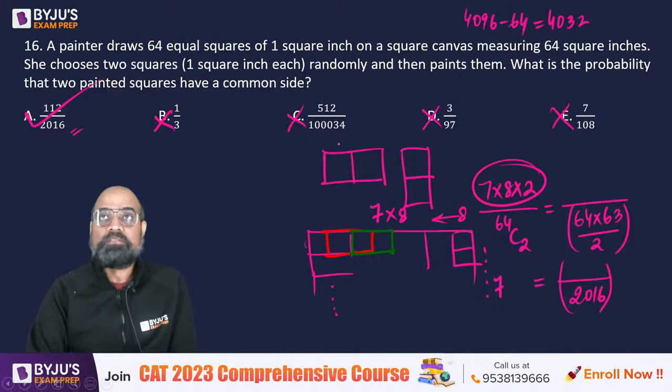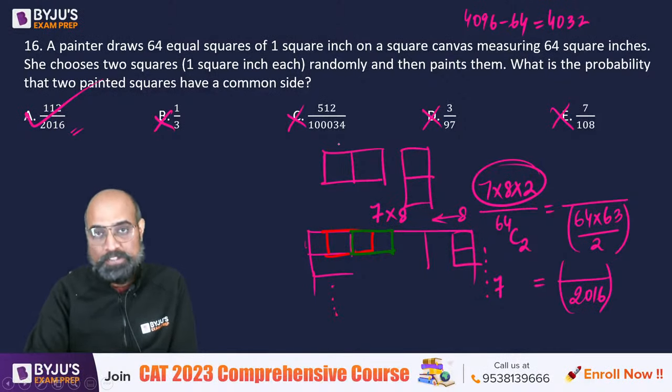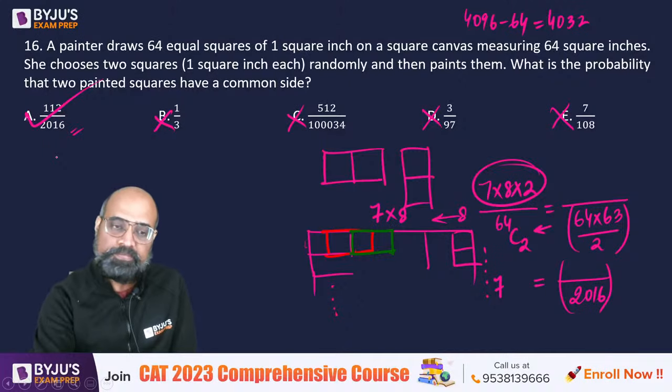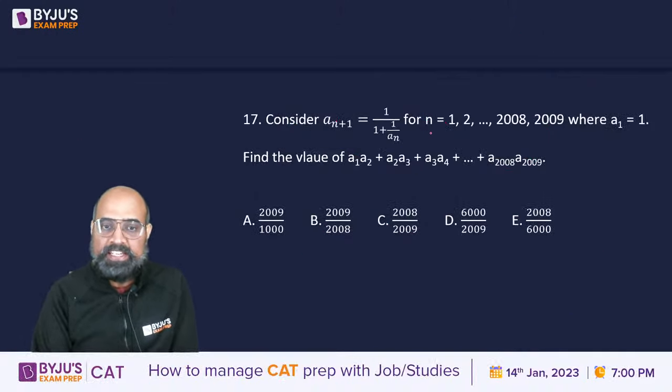But the options were very far. So I will not consider this to be a probability question, which is tough. This is something that if you just realize the denominator and look at the options, you know what the answer is. Okay, next.